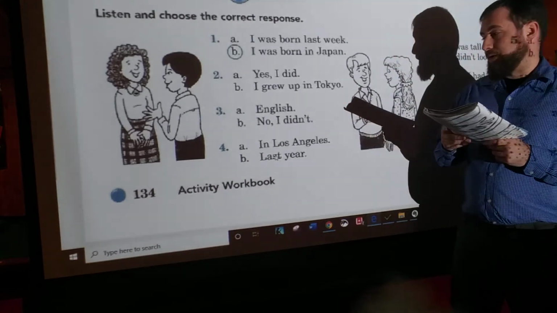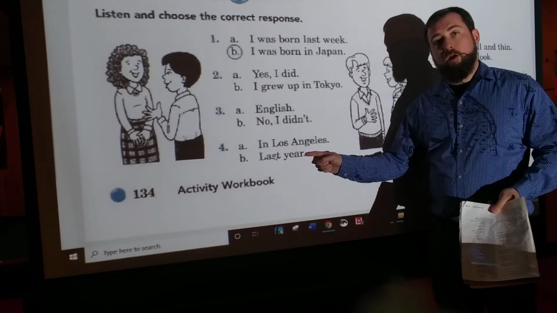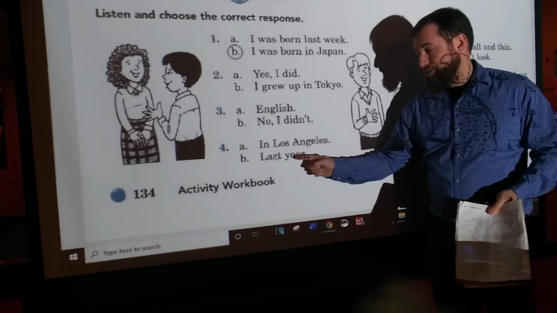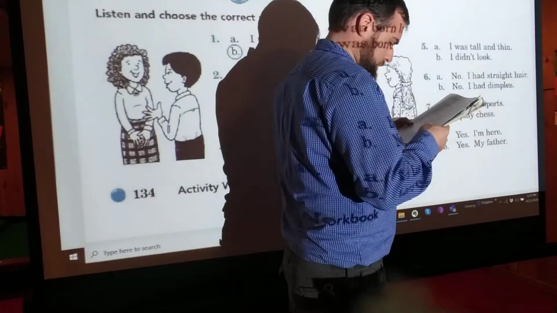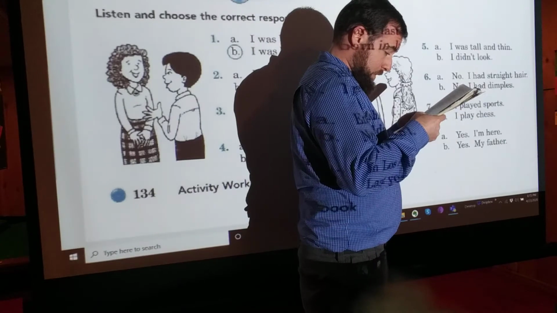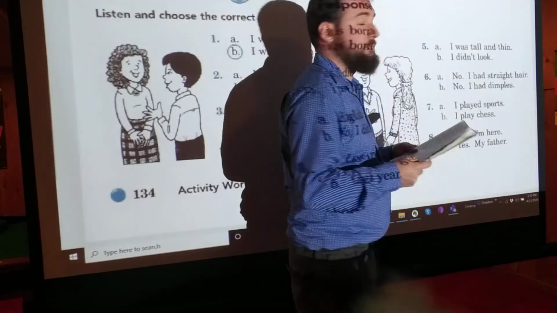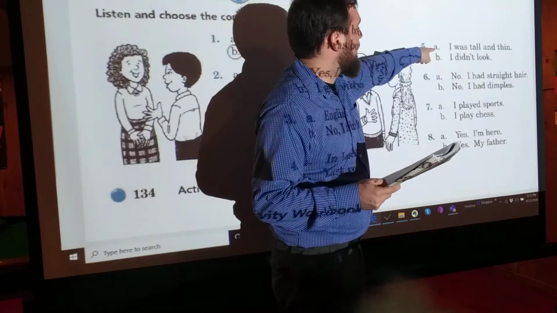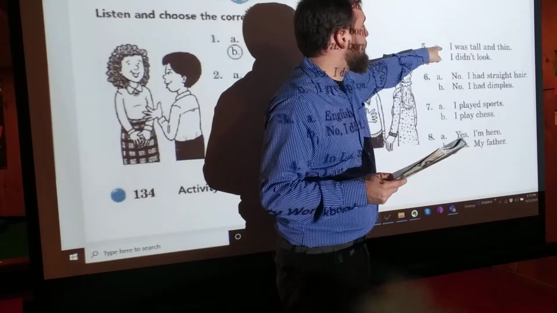Number 4, when did you move here? You should have circled this one. When did you move here? Last year. Okay. Number 5. What did you look like when you were young? Okay, should have circled A. What did you look like when you were young? I was tall and thin.